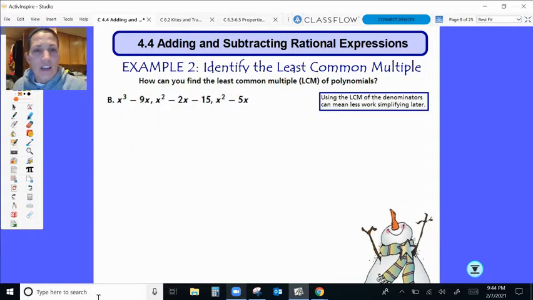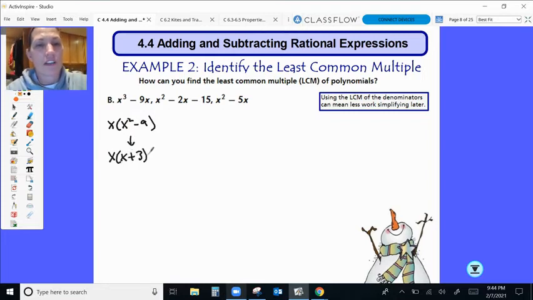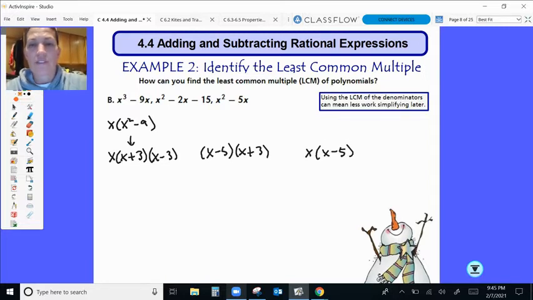okay? And so now let's go ahead and find out what is our least common multiple between these three expressions here. So we'll factor out this one here, which is going to be x times x squared minus 9. That will factor even further to x times x plus 3 times x minus 3. The second one here is going to factor to x minus 5 times x plus 3. And the last one will factor the x out to x times x minus 5.